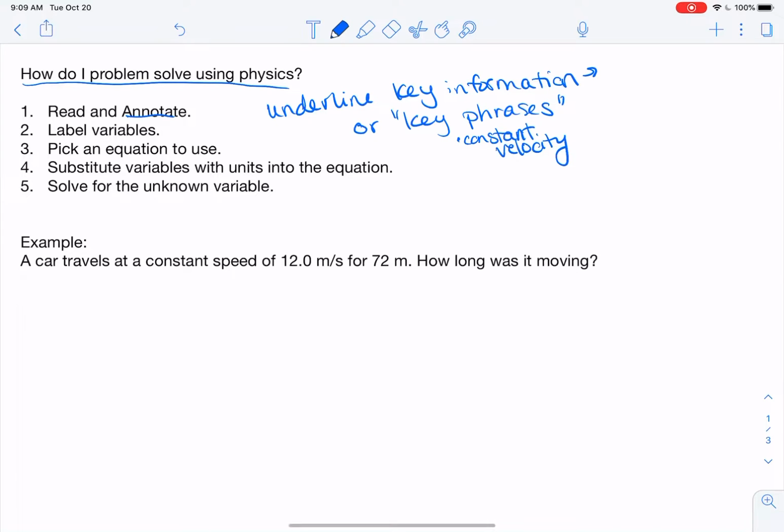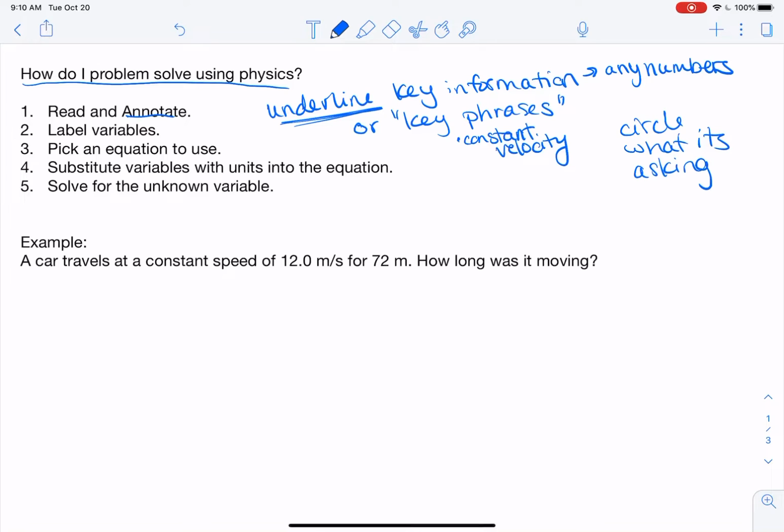Key information, again, just any number. And there might be numbers that are given to you that you end up not needing, but it's just helpful to underline all of those. And then you're going to circle what it's asking for. So that's what I mean by annotating the problem. Then after you read and annotate, you're going to label your variables. So you're going to look at the words that you underlined and the numbers that you underlined, and see if you can figure out what variables they belong to. This is going to set you up to be able to pick out an equation from the reference table.